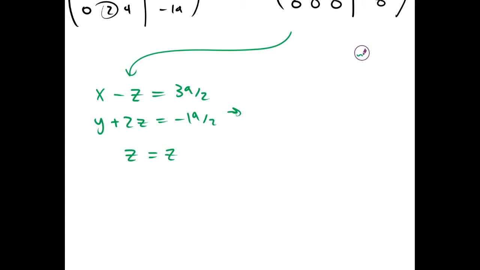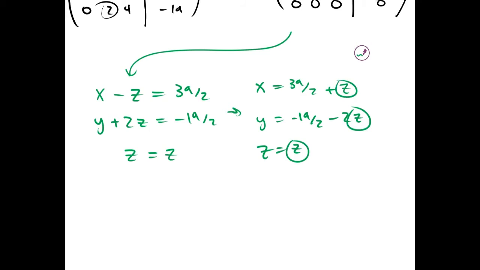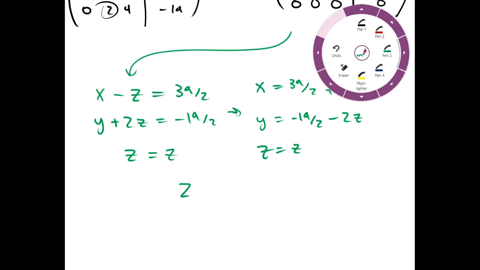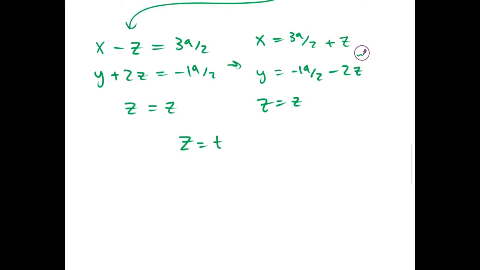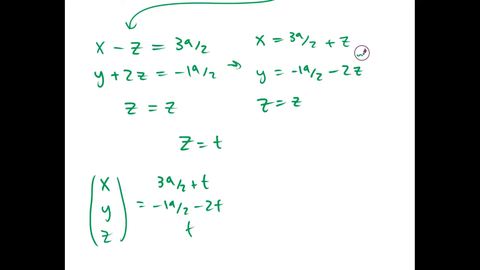So we can write this as x equals 39 halves plus z, y equals negative 19 halves minus 2z, and z equals z. Since everything depends on z, we set z as a free variable. So we say z equals t, and then x, y, z equals 39 halves plus t, negative 19 halves minus 2t, and t, with t going from negative infinity to positive infinity.